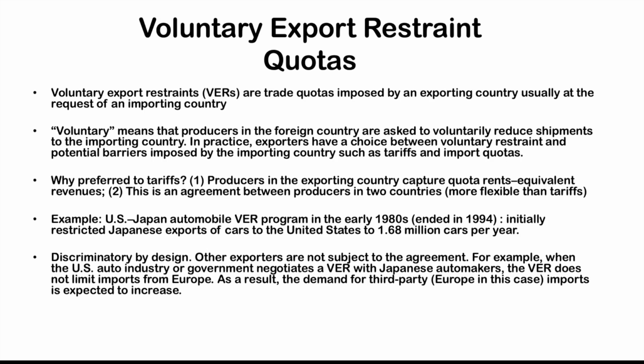Another type of a quota is a voluntary export restraint, VER. These are trade quotas or limits imposed by an exporting country, usually at the request of an importing country. Voluntary in this case means that producers in the foreign country are asked to voluntarily reduce shipments to the importing country. In practice, they have a choice between voluntary restraint and potential barriers that would be imposed by the importing country, such as tariffs and import quotas.